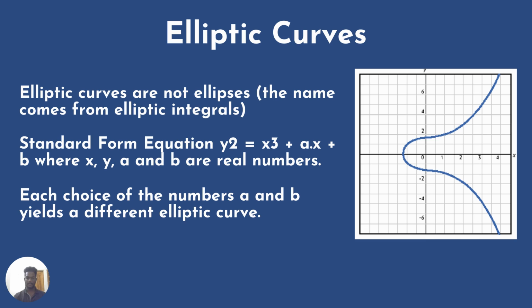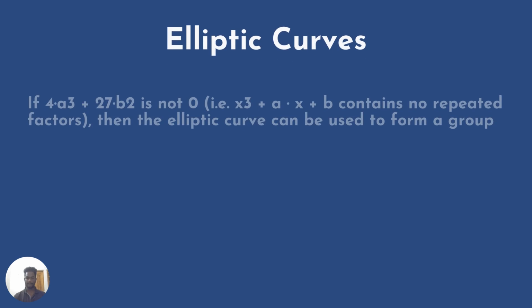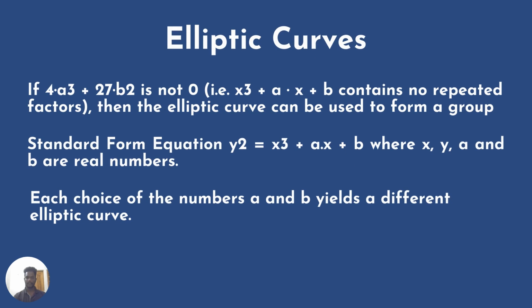What elliptic curves basically are is not ellipses, but they arise from elliptic integrals. The equation is y square equals x cube plus a into x plus b, where x, y, a, b are real numbers. Each choice of numbers a and b yields a different elliptic curve, as shown in the figure. For example, if 4 into a cube plus 27 into b square is not equal to 0, then x cube plus a into x plus b contains no repeated factors. Like there will be no repetition of numbers, so there will be a different output for every computation.